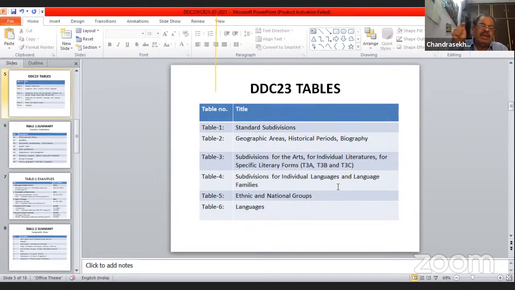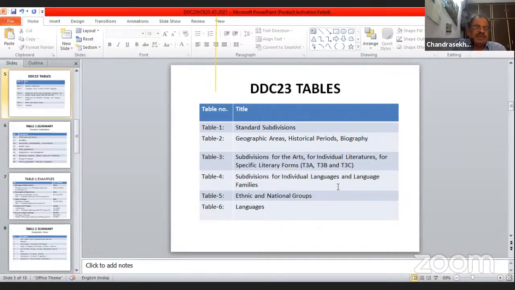Whenever that country name occurs, you can attach that number to the main class number. That covers geographical areas, and also historical periods and biography. At present, forget about historical periods or biography, since we rarely deal with them. For simple class building, you just remember the geographical areas. Then table 3 is standard subdivisions for the arts, for individual literatures, for specific literary forms.